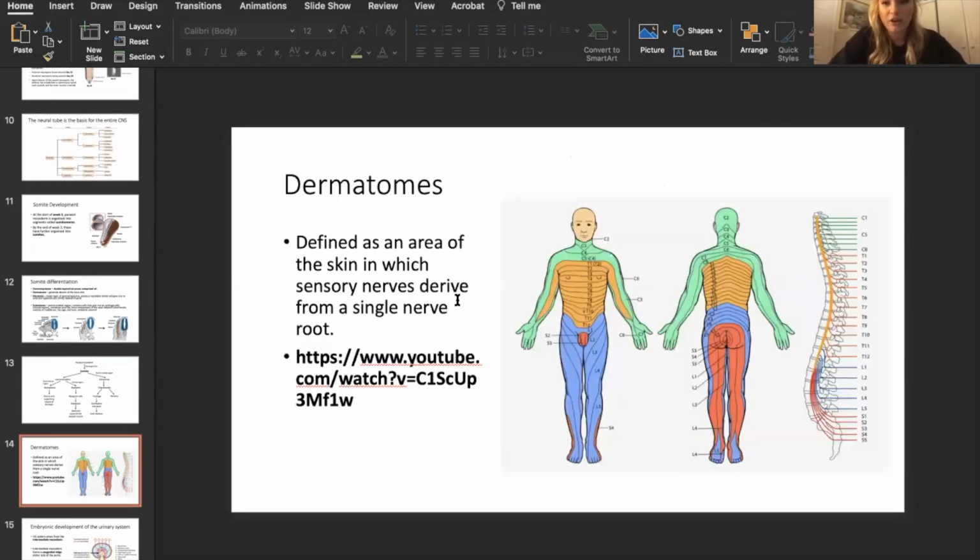So dermatomes, you guys will have heard of. It's defined as an area of the skin in which sensory nerves are derived from a single nerve root. So unfortunately, this is just a case of learning where's where.